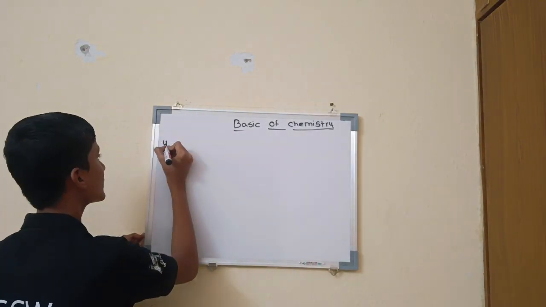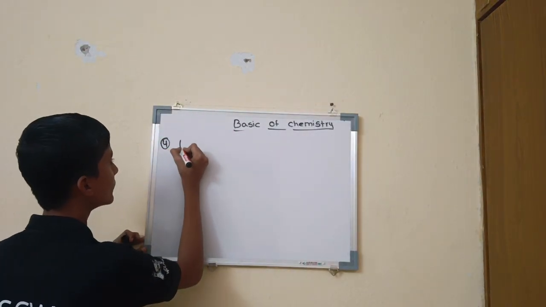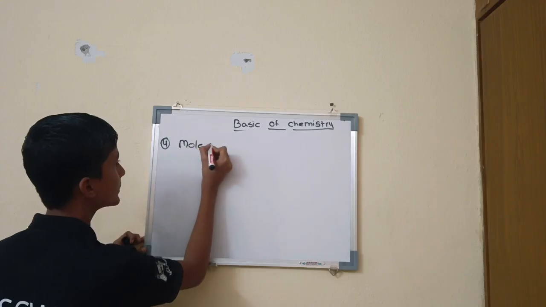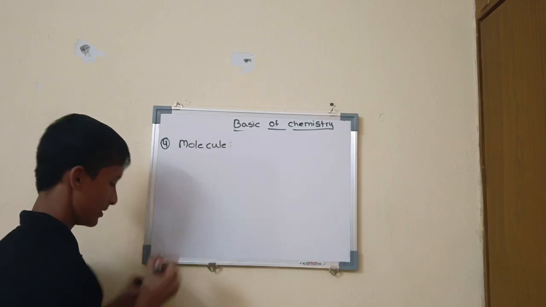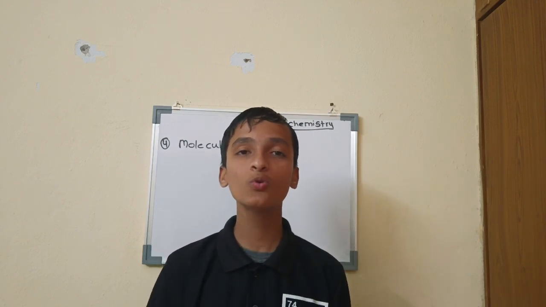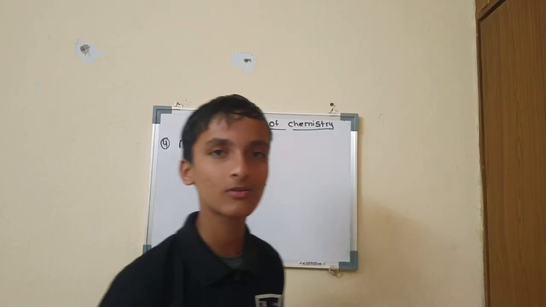After atom, we are going to discuss about molecule. Molecule means the smallest particle of an element which retains all its properties, and the group of two or more elements joined or combined together by a chemical bond is called molecule.